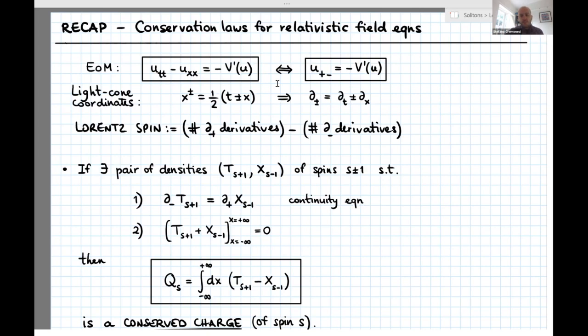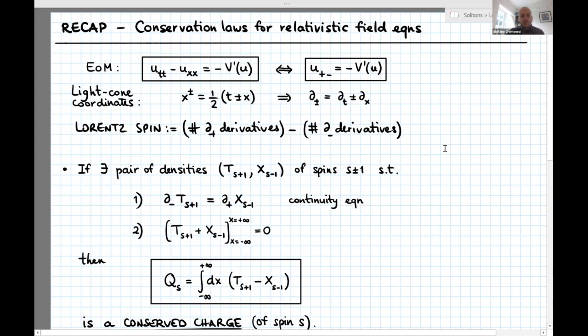So the first thing that we did was to switch to light cone coordinates x plus or minus, defined like so, which allowed us to write partial derivatives in this way. And so, in particular, the equation of motion takes this very simple form, u plus minus, which is a second partial derivative of u with respect to x plus and x minus, is equal to minus the first derivative of the scalar potential v, which is a function of u.